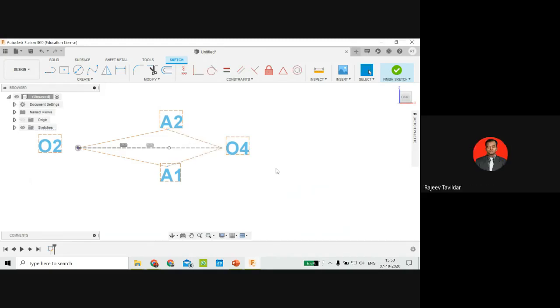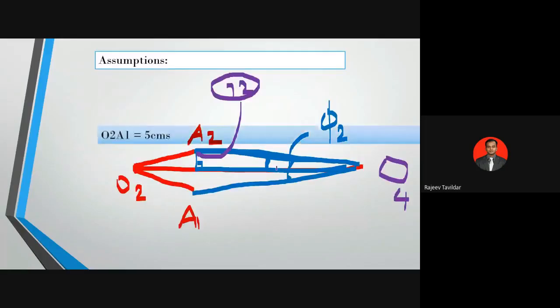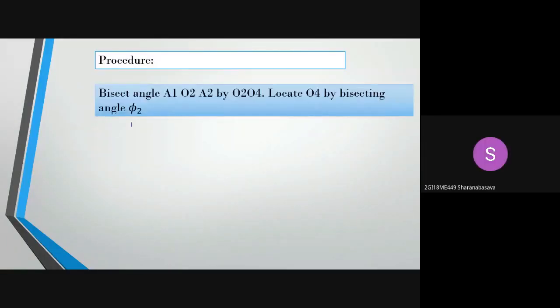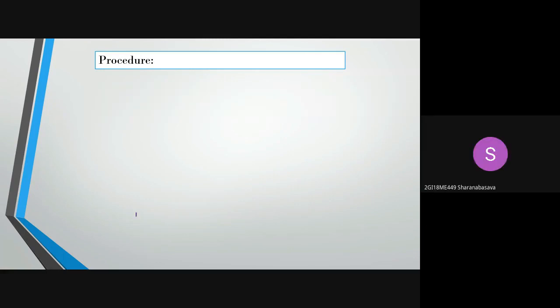Okay, sir, let us proceed to the next step. Hello, sir. Excuse me, sir. Can you explain once again how you got the 72-degree angle, sir? Yeah, sure. That is 90 minus.